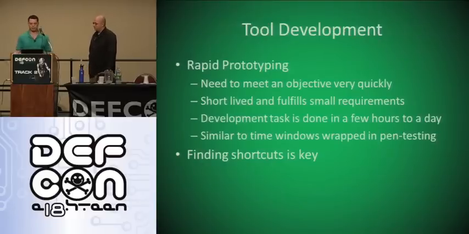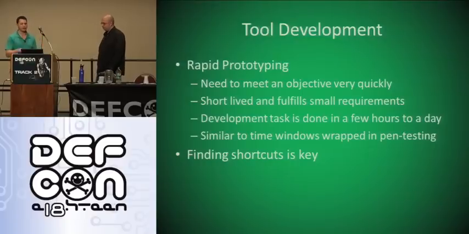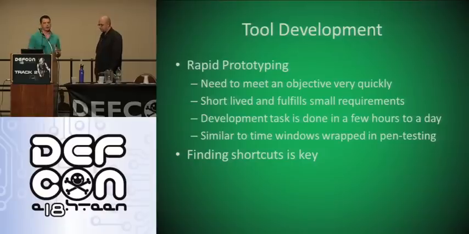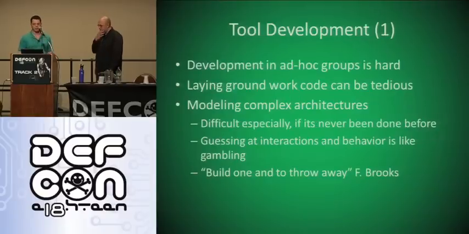So rapid prototyping. We've already emphasized this before. You need to meet an objective. You need to do it really quickly. It's often short-lived, time-boxed development. So the idea is to find a task that's going to only take you a couple hours or maybe even a day, and use that as one of your primary milestones. And what you do from there is you try to identify as many shortcuts as you can possibly take, which means taking in open source software, looking for documentation, and stuff along those lines.